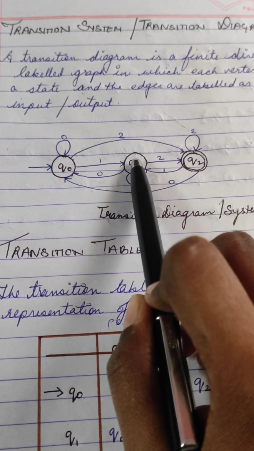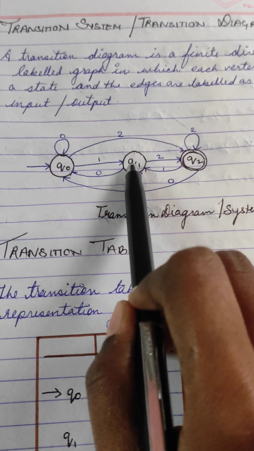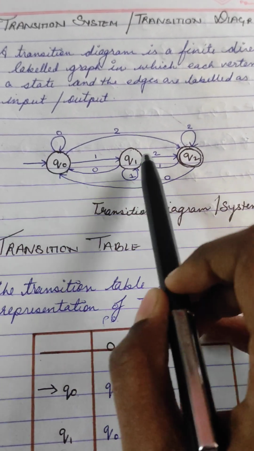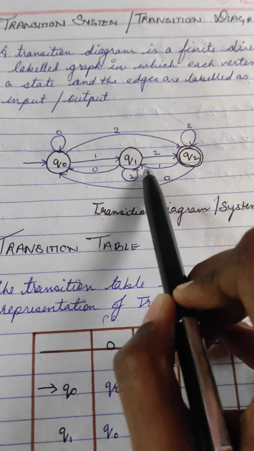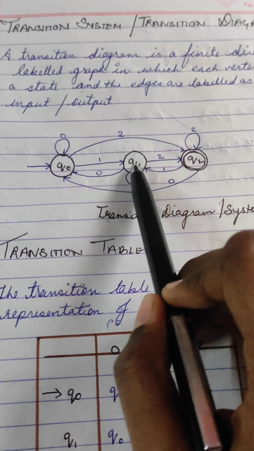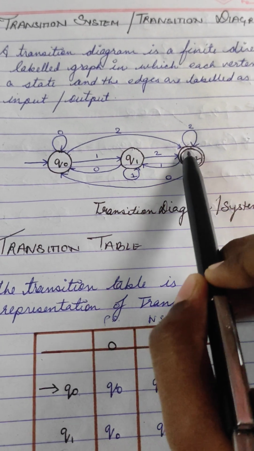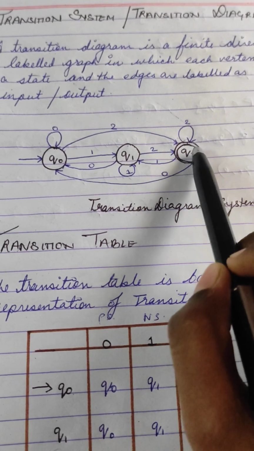Now if we come to the first floor, if we press 0, the lift would go to the ground floor. If I press 1, the lift would remain at the first floor. If I press 2, the lift would go to the second floor.